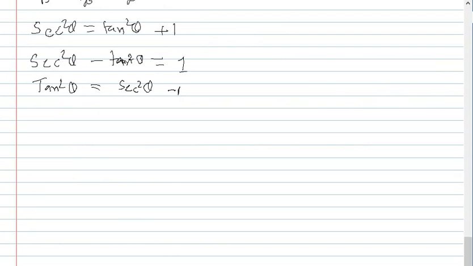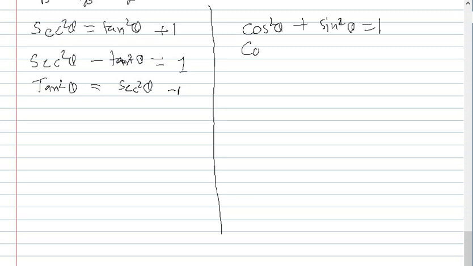I am writing it again here. What was first? Cos square theta plus sin square theta is equal to 1. Cosec square theta minus cot square theta is equal to 1. Sec square theta minus tan square theta is equal to 1. As it is easy to remember, that's why we make a similarity, that is equal to 1. That's why we have arranged this formula.